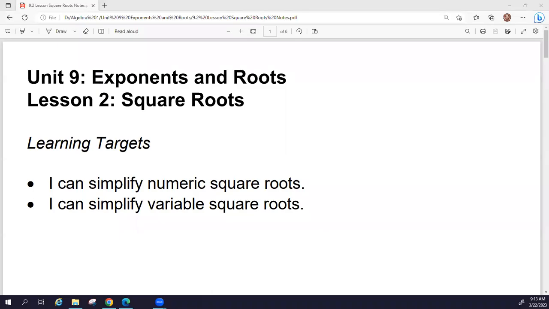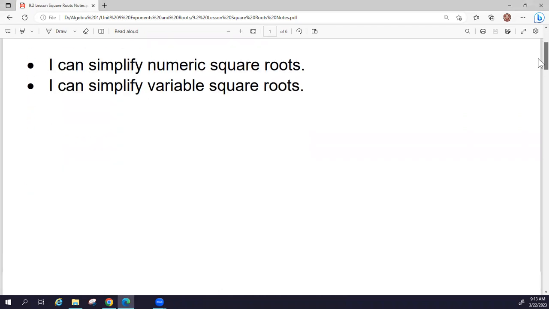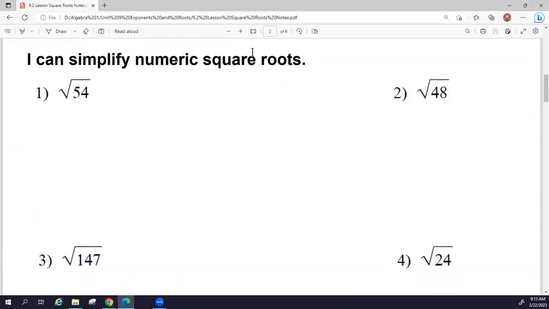Hey all, today we are going to talk about square roots and how we can simplify them. We've simplified exponents. Today we're going to simplify some square roots. A square root is just an operation, just like adding, subtracting, multiplying, dividing. It's going to do something to a number.